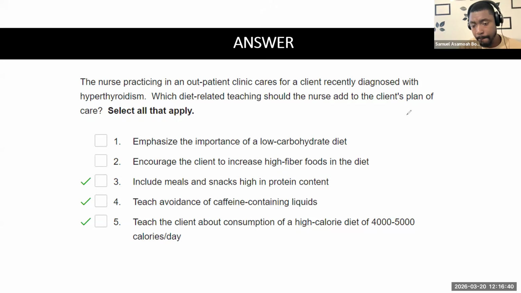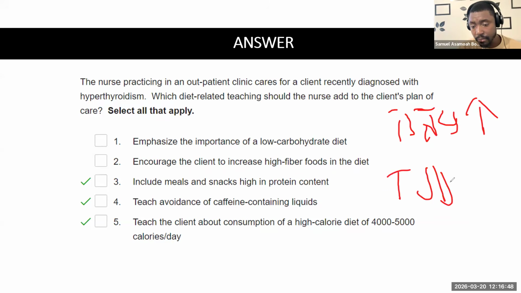T3, T4, calcitonin high. T3 and T4 will be what? High. And then the TSH low. TSH will be low.